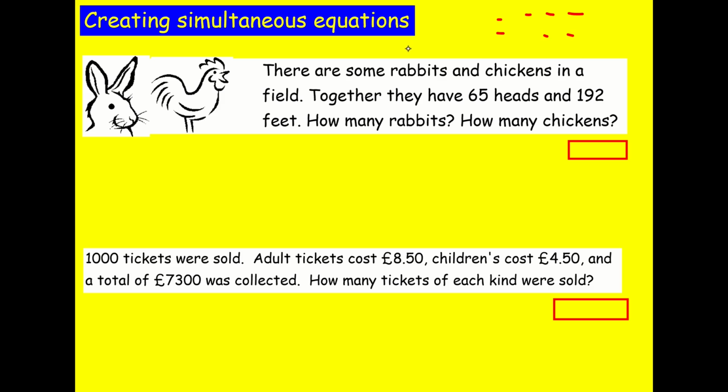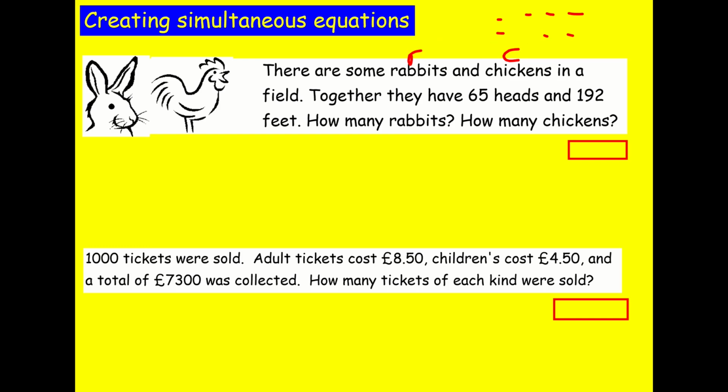There are some rabbits and chickens in a field. I'm going to label the number of rabbits as R, and the number of chickens as C. Together they have 65 heads and 192 feet. How many rabbits are there? How many chickens are there?